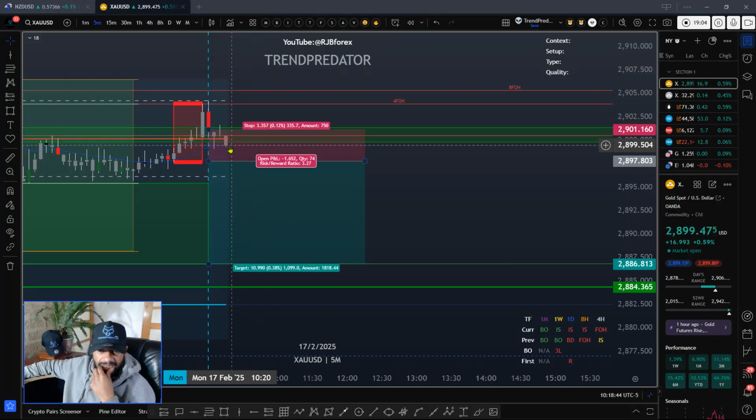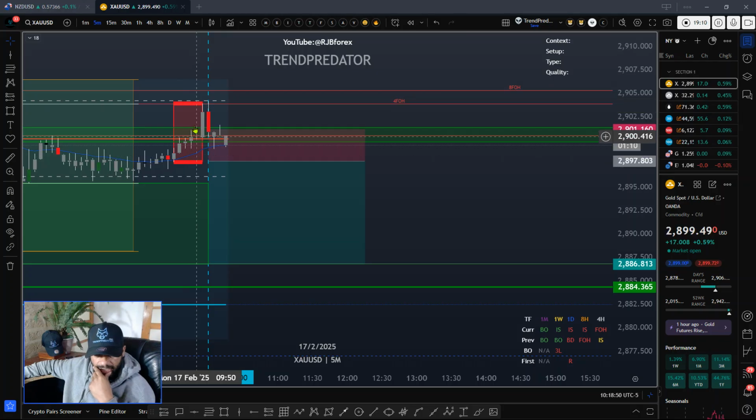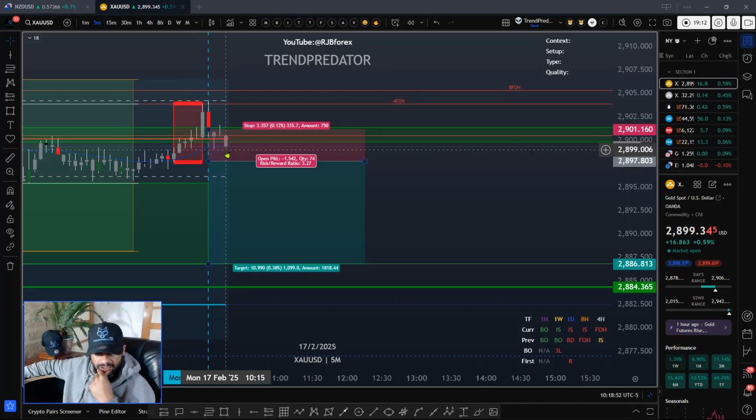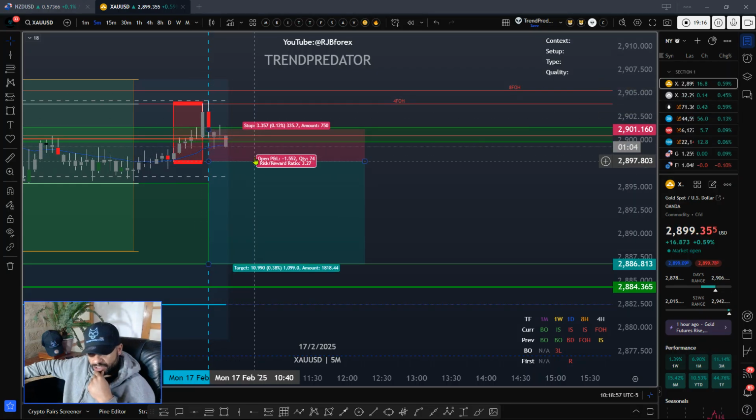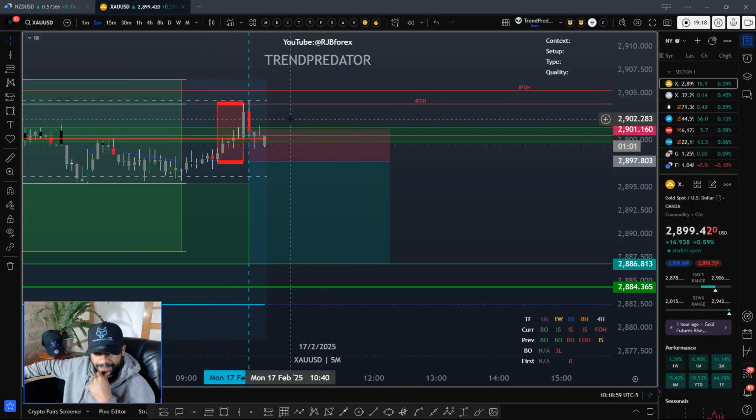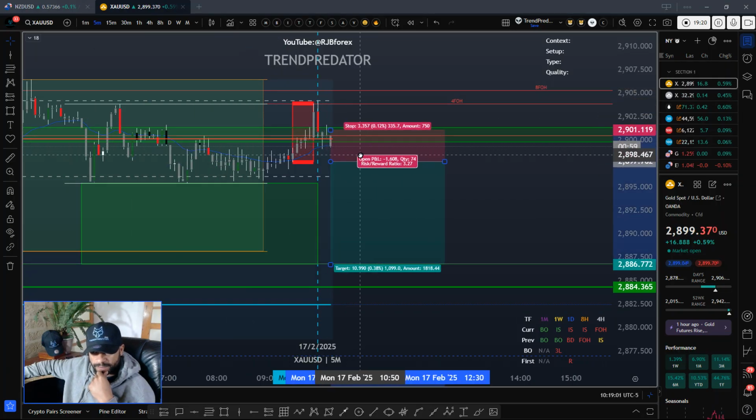I mean, you could take that inside the box. It's more of a risky setup because you're inside the box. This could easily come down, find support again, push back up, and it could just range all day long. You don't want to be in that. You want to be looking for the explosive moves out of that box.